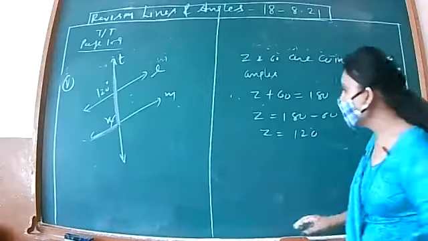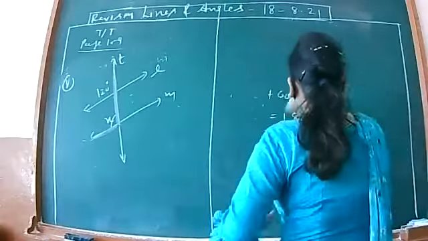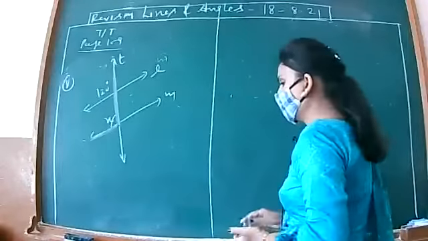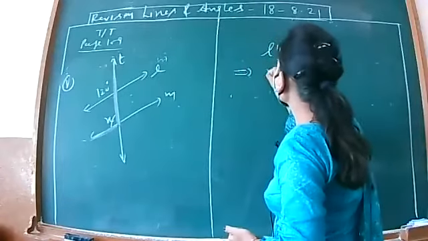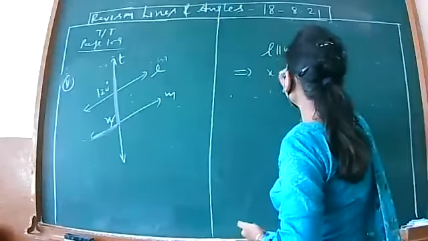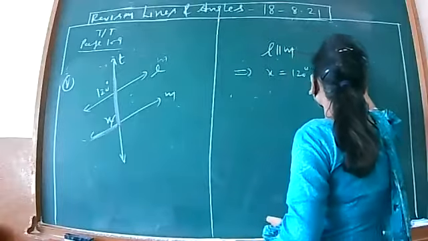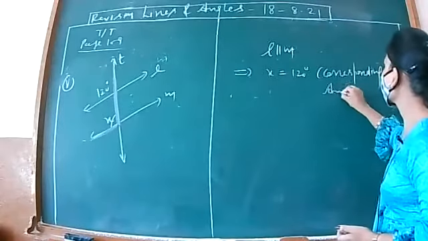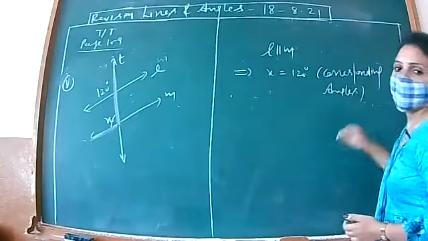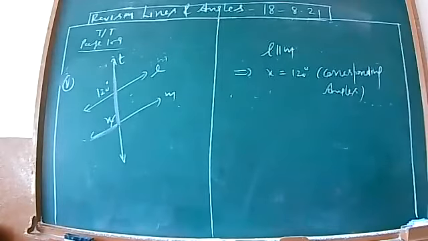So we know that in case of, moreover, L and M are given to be parallel lines. L is parallel to M. This implies X is equal to 120 degrees. Reason being corresponding angles.